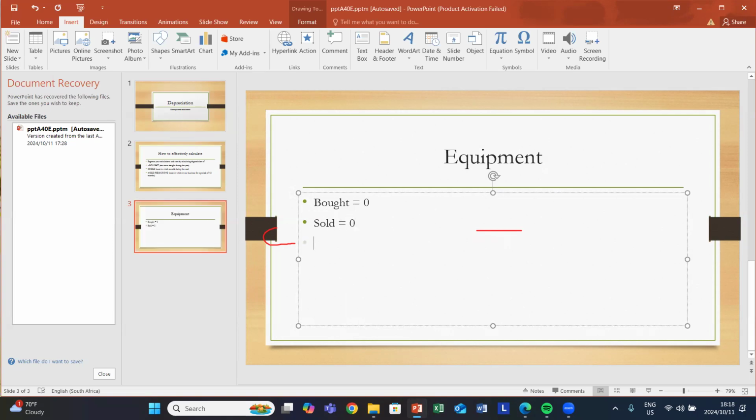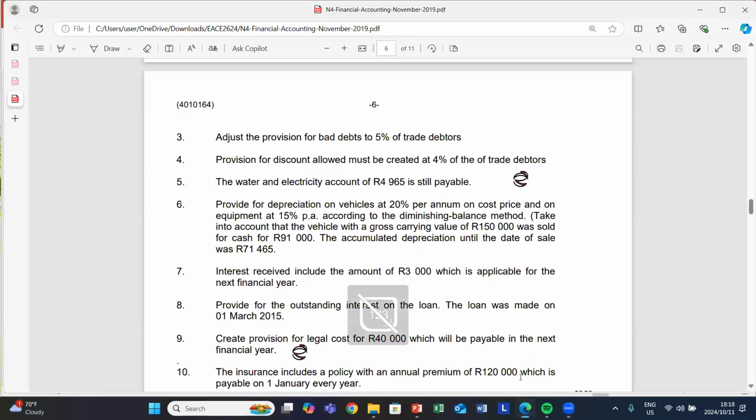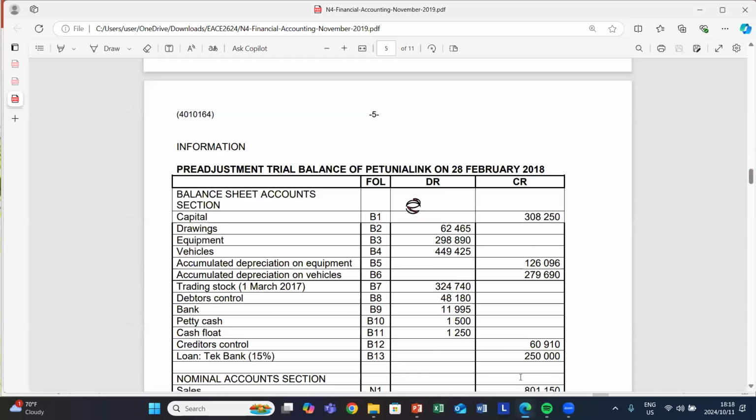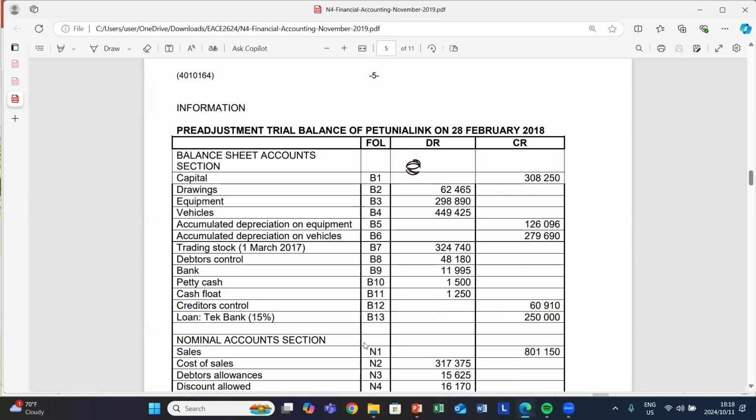And lastly, old or remaining. Old or remaining is the asset which you used for the period of 12 months. So for us to be able to calculate old or remaining, we'll use the cost price that they gave us in our trial balance for equipment. Let's scroll up. The cost price of our equipment was 298,890.